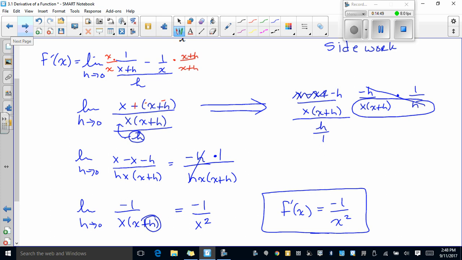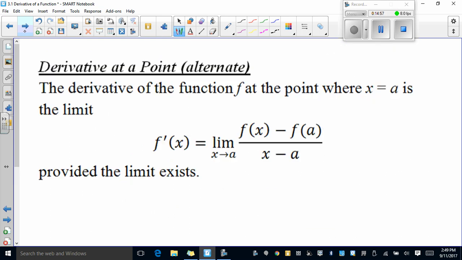So derivative at alternate point, we did this in section 2.3, 2.4, not sure which one we did it in. The derivative of function f at a point where x equals a is the limit of f of x minus f of a over x minus a, where the limit as x approaches a. So this is going to help a little bit more because we're actually putting a value in for our function. What you're going to do is get the derivative at that value rather than the actual derivative itself by itself. So this is just going to give you the derivative value.